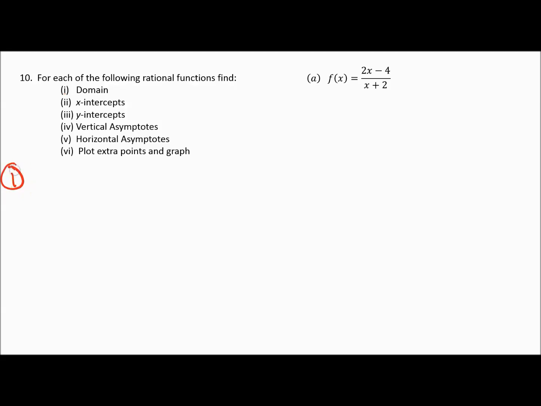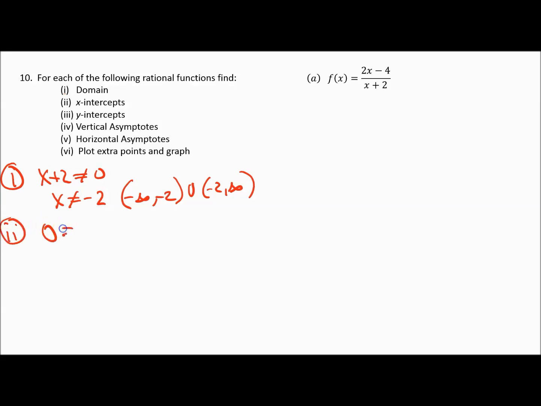So number 1, domain. Remember what you're supposed to do to find domain is before you simplify, you're supposed to set the denominator to not equal to 0. That means x cannot be negative 2. So domain is what it can be. That would be from negative infinity to negative 2, union negative 2 to infinity. So there's your domain.